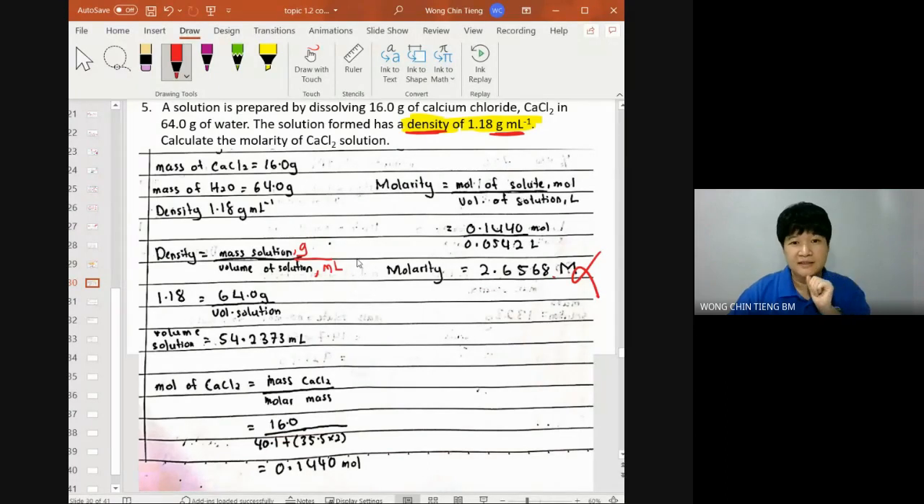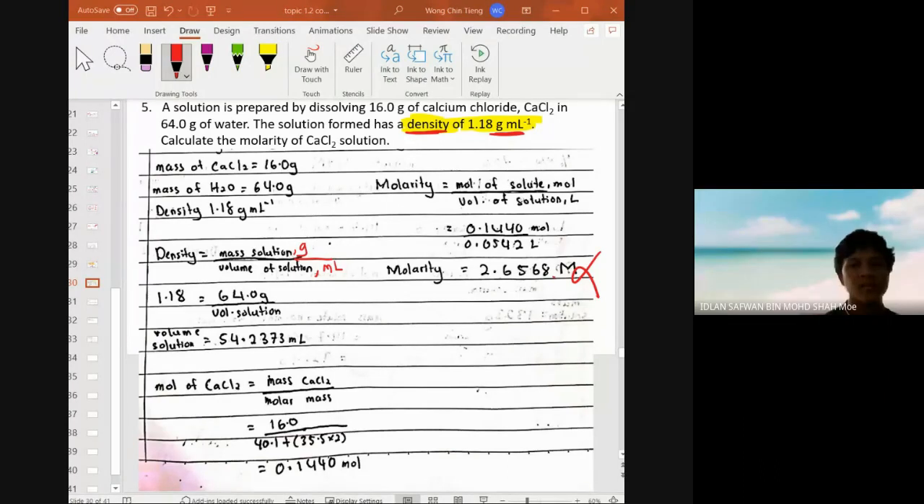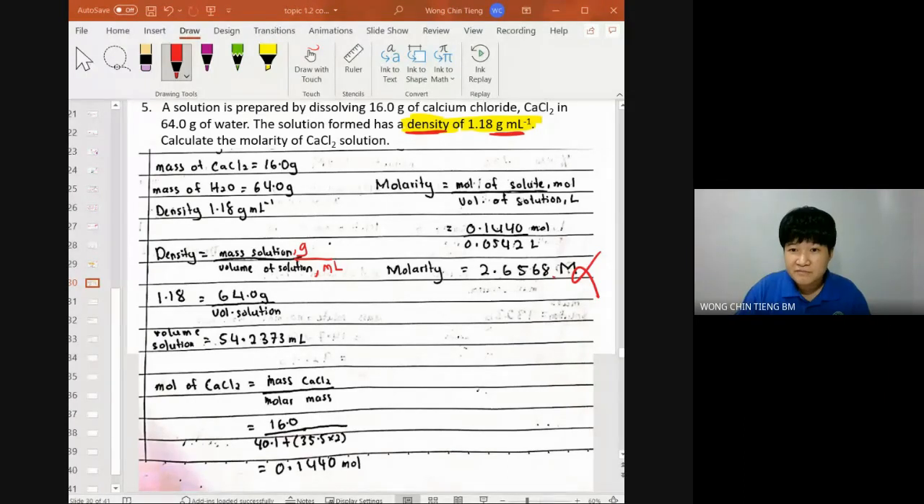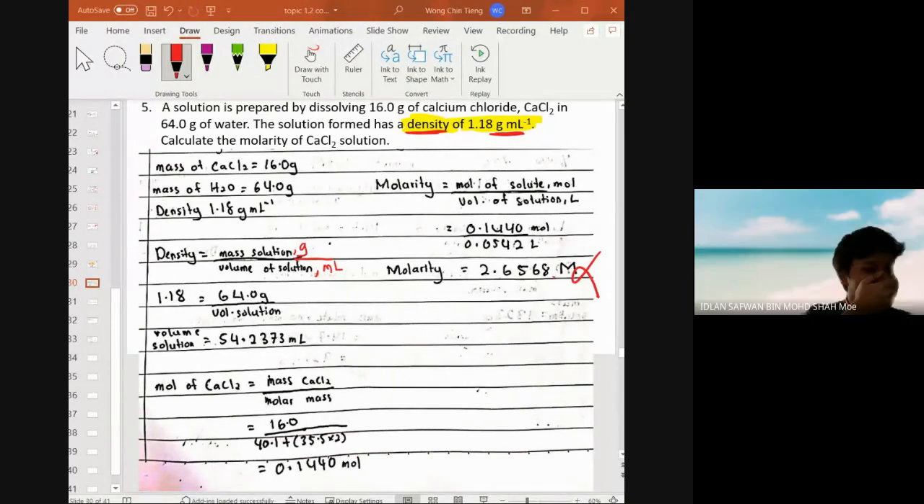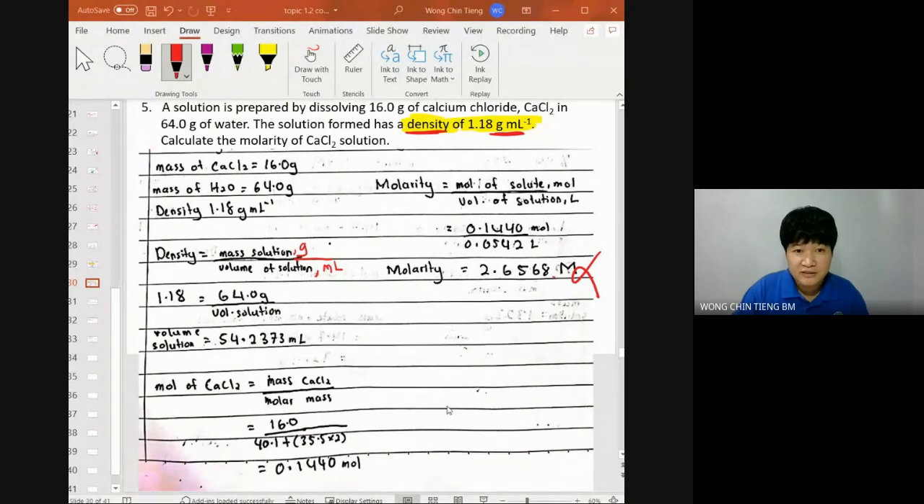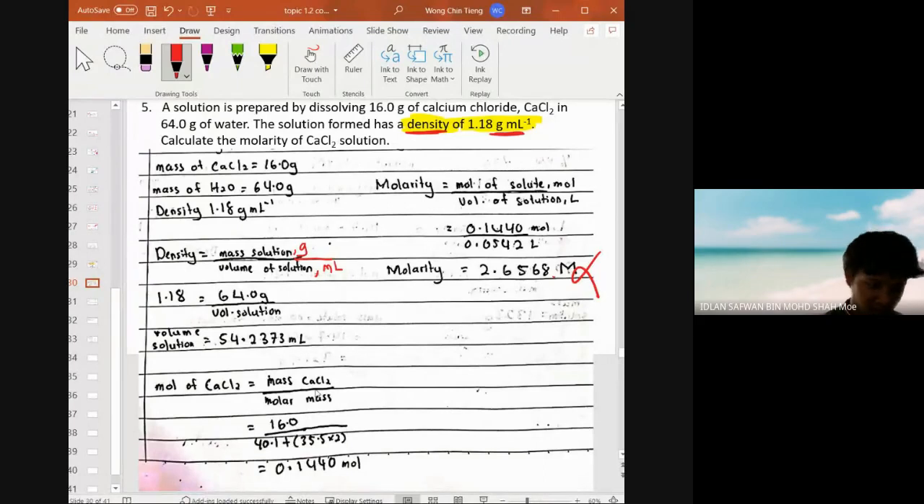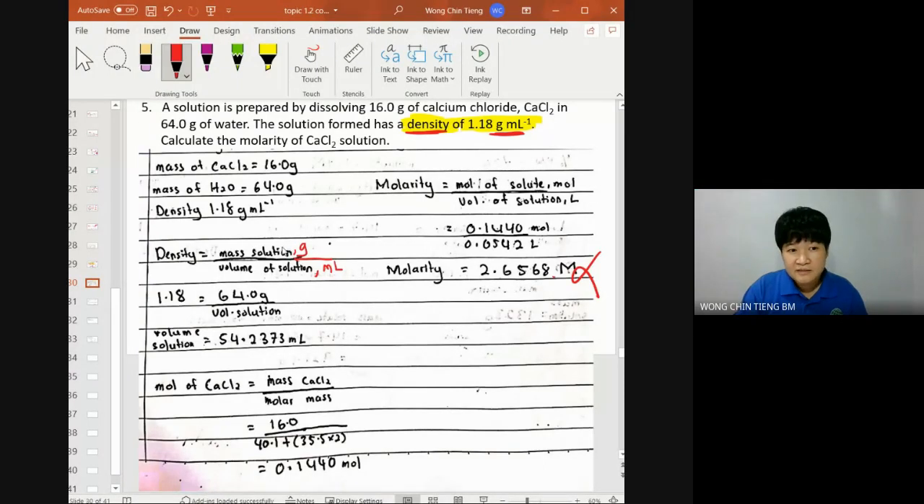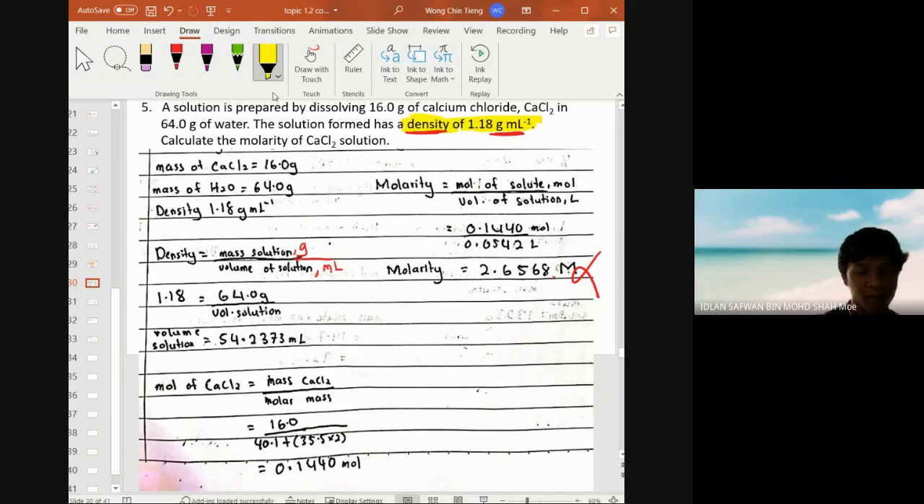So first thing, yang kawan kamu tinggal. Next. What makes your friend answer wrong over here? Mass of solution. Mass of solution dia tak tambah. 64. Kenapa mass of solution dia 64 tu salah? Sebab mass of solution is equal to mass of solvent plus dengan mass of solute.